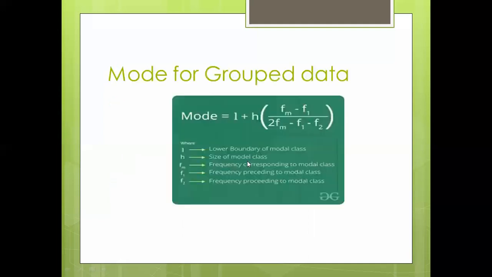Okay, next, mode for group data. Okay, first of all, look here, formula. Mode is equal to L plus H into Fm minus F1 divided by 2Fm minus F1 minus F2. Okay, here L is again lower boundary of modal class. H is size of modal class, means difference. Okay, Fm is a frequency corresponding to modal class.